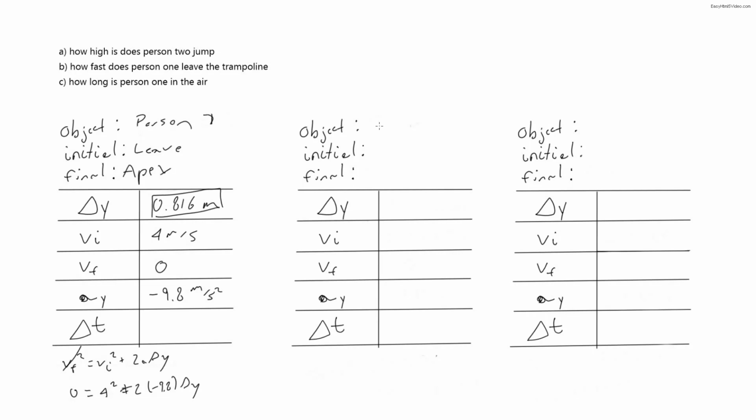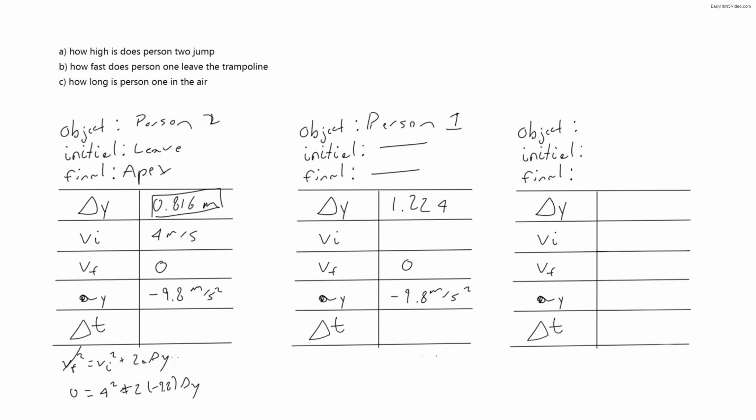Similarly, let's talk about the second one. In this case, we're talking about person one. We know their initial and final states, since we know stuff about how high they jumped, so it's probably a good idea to keep the same as before. We know that person one jumped 1.5 times person two, so we simply multiply this by 1.5 and you get 1.224. We don't know Vi, that's what we're trying to find. We know Vf is 0 at the apex, and we know ay is negative 9.8 meters per second squared.